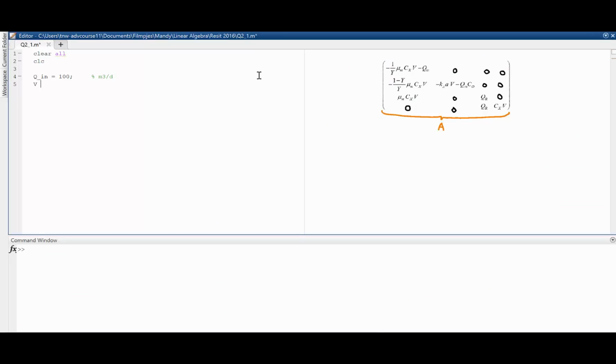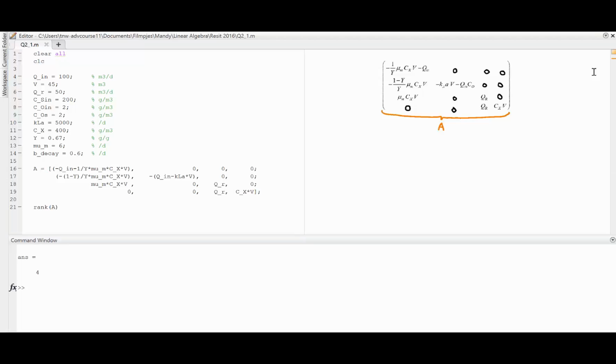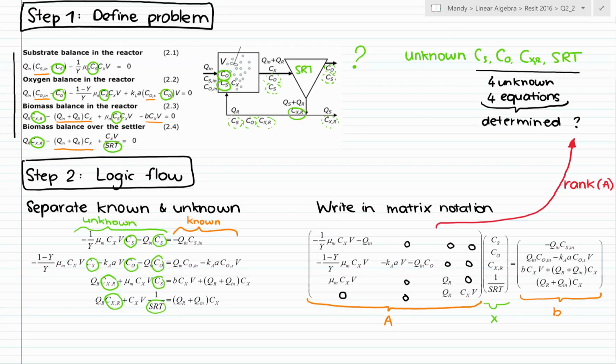So let's start out by writing out the parameters. I will name the parameter b decay, so we can use b for a vector later on. Now we can write up matrix A and check the rank. The rank of our matrix is 4. Thus we have a determined system.